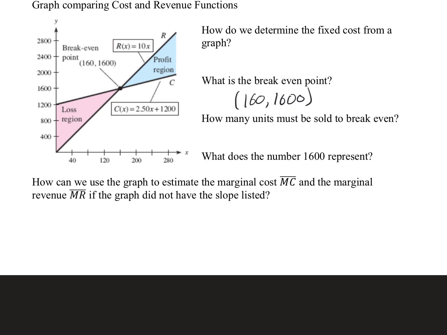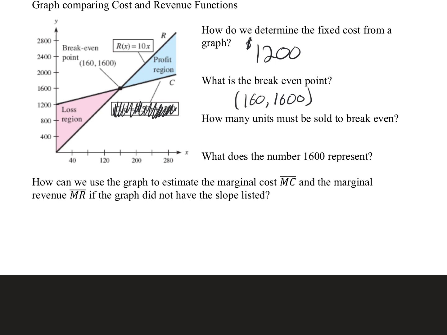Let's back up. How do we determine the fixed cost from a graph? Now, we could do this even if they had not given me a cost function. If you don't know what this is, you can still answer this question because we can look at the cost line, and the fixed part of it would always correspond to the y-intercept. On this line, we see the y-intercept is 1,200. We would say the fixed portion of the cost is $1,200 in this case.